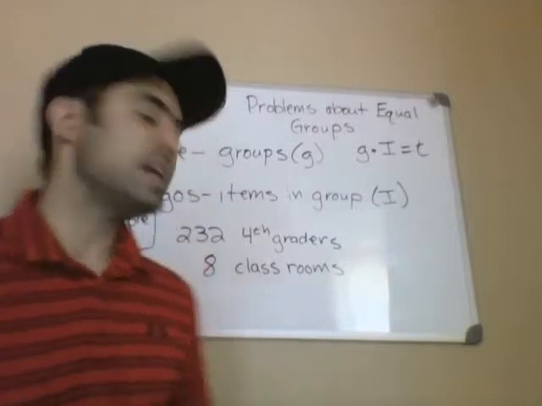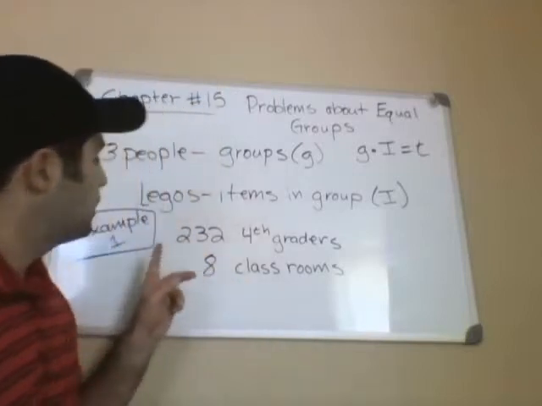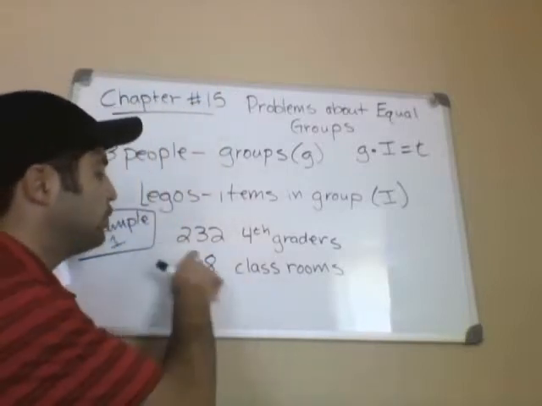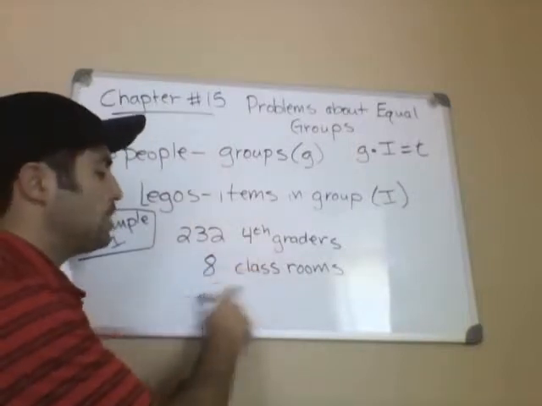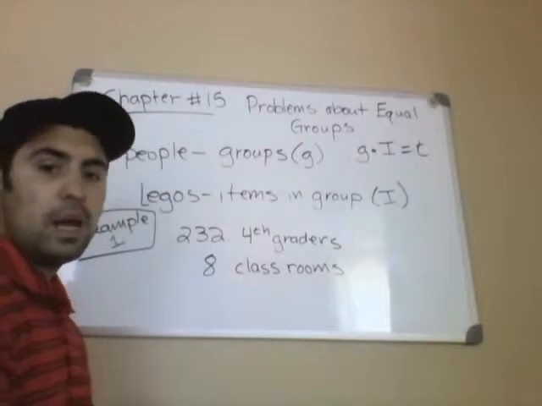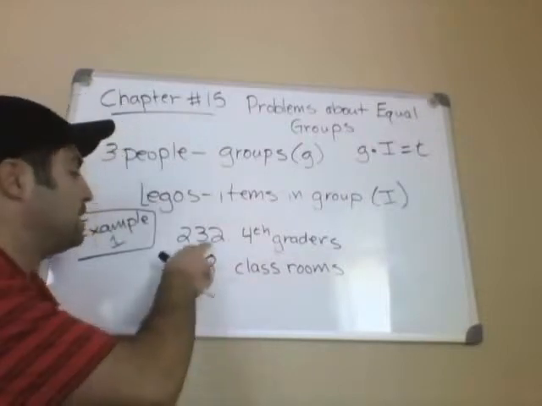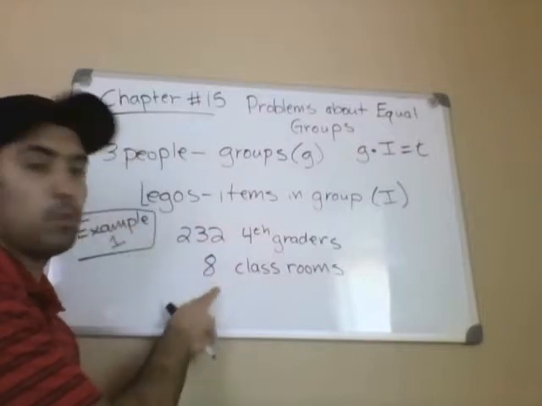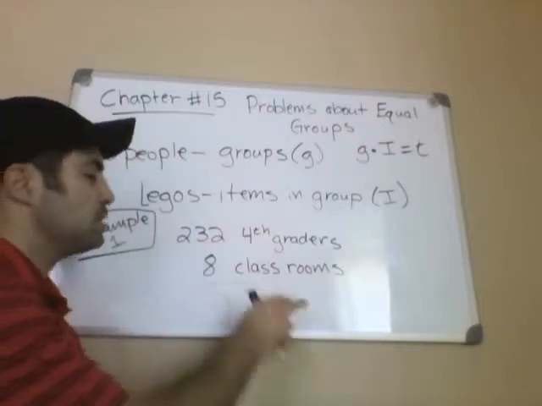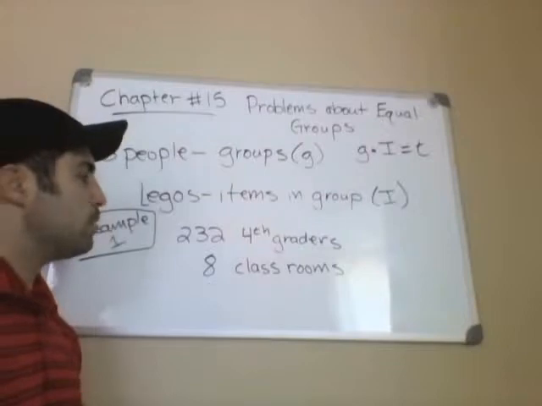Okay, so let's do this again. We have a problem here. We have 232 fourth graders, and in those 232 fourth graders, we have 8 classrooms. So we want to divide this number of fourth graders into 8 equal groups, and they'll be grouped in each classroom. So let's name our variables.